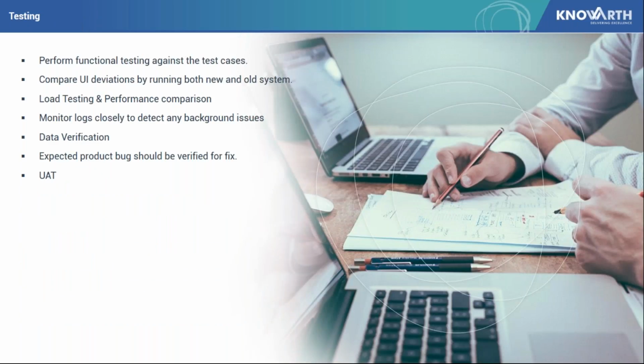Coming next is the important phase, the testing phase. Here we perform the functional testing against the test cases that we had created earlier. In case we find any bug, it goes to the developers again for fixing. And this cycle continues until there are no bugs. We prefer to have a zero UAT phase. So that's what we target.